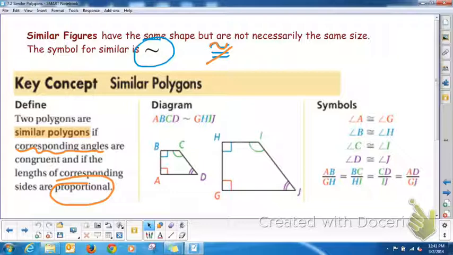So in this diagram, we have this quadrilateral ABCD, and it's written ABCD is similar to, that's what this means, GHIJ. You'll notice it's all color-coded for you. You could use colored pencils on your notes. So angle A is congruent to angle G. Angle B is congruent to angle H. Angle C is congruent to angle I. And angle D is congruent to angle J. They have the matching rainbow arcs.